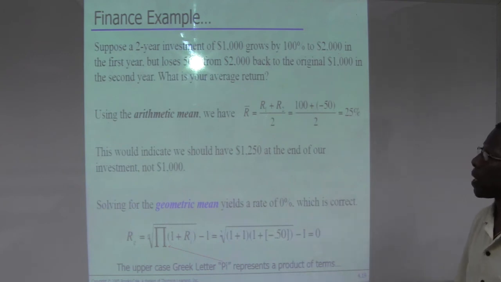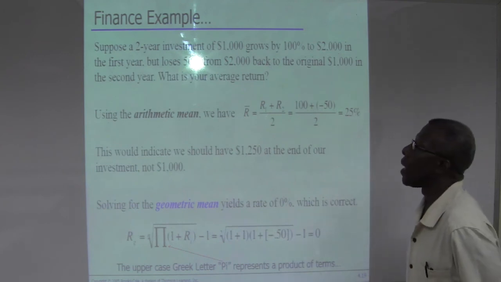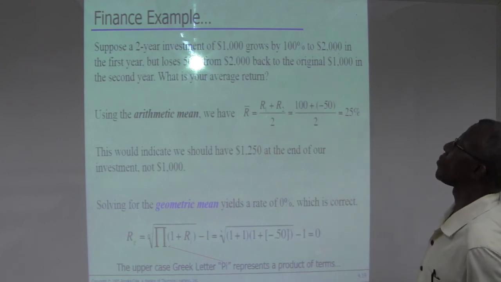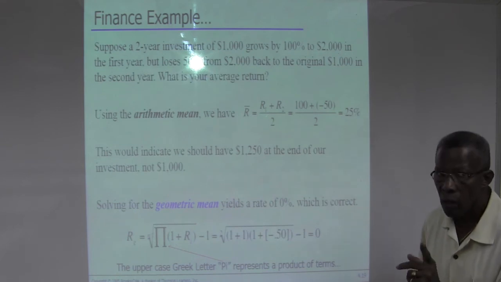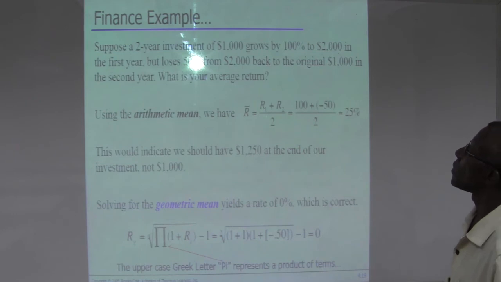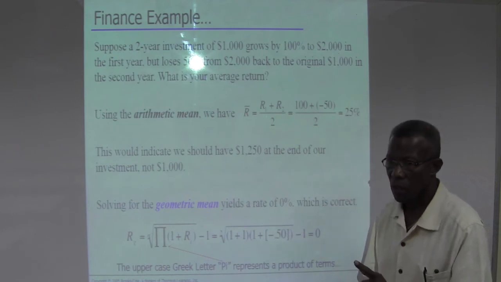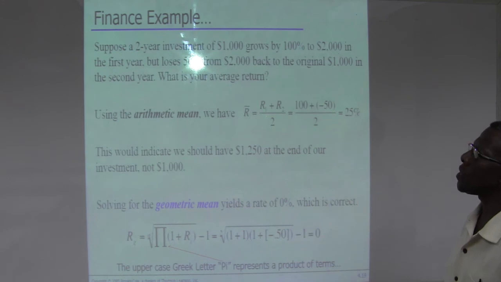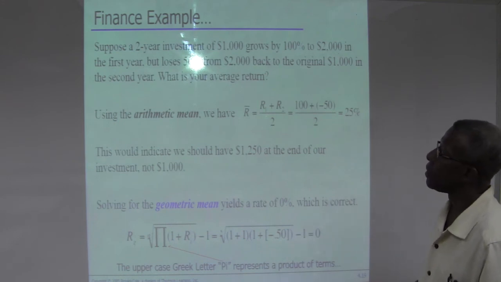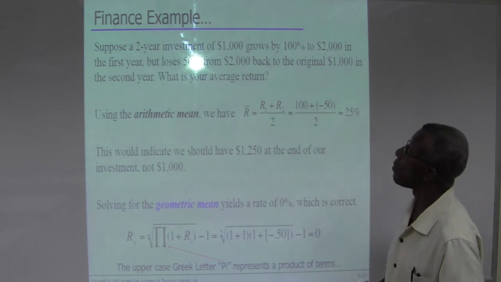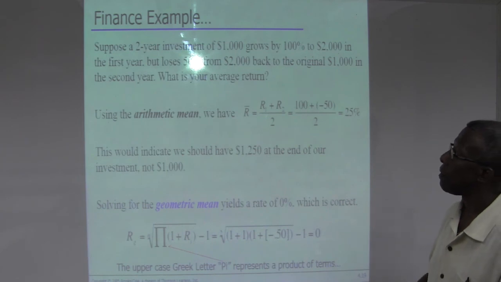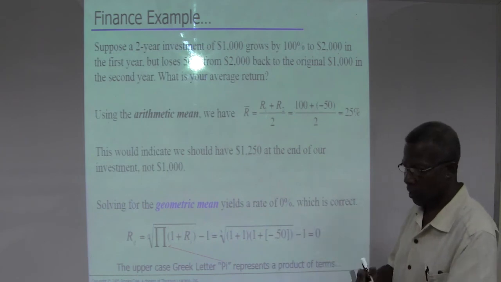We're looking at a finance example. Suppose a 2-year investment of 1,000 grows by 100% to 2,000 in the first year, but loses 50%. So it goes from 2,000 back to the original 1,000 in the second year. What is your average rate of return?